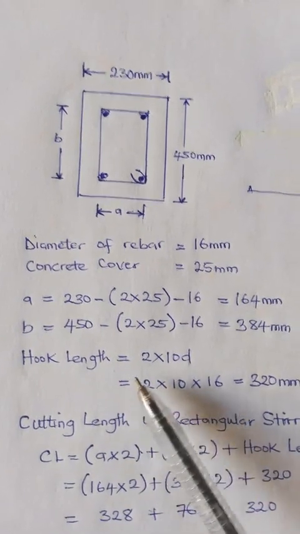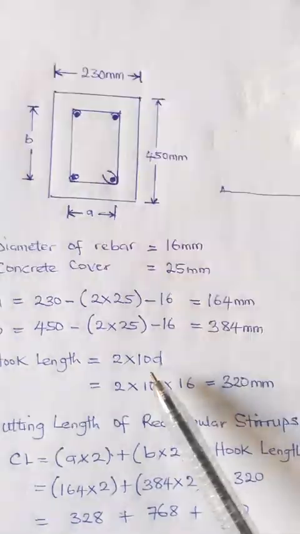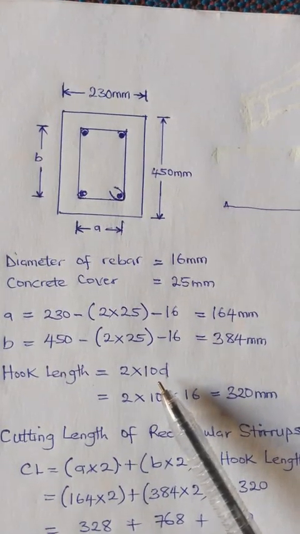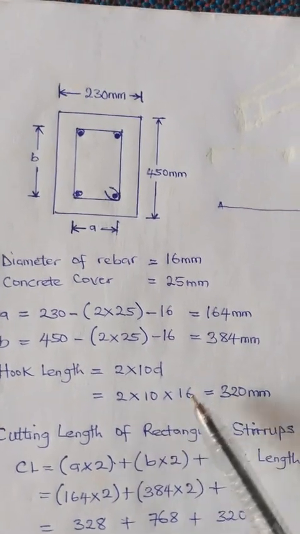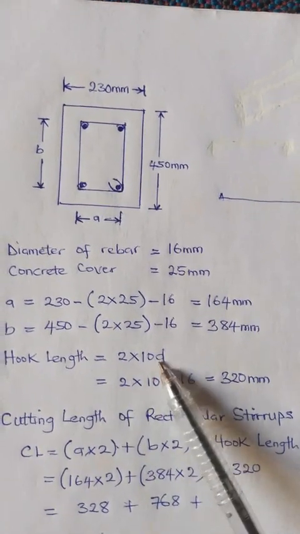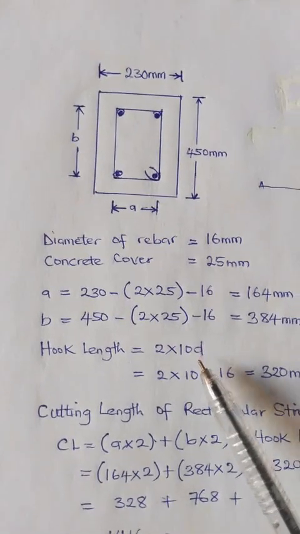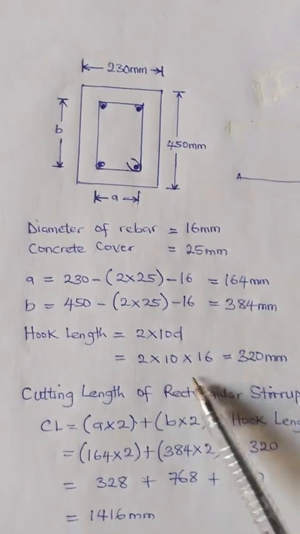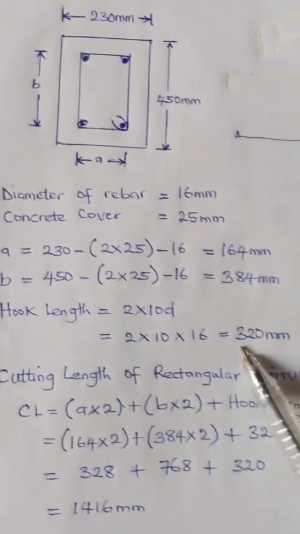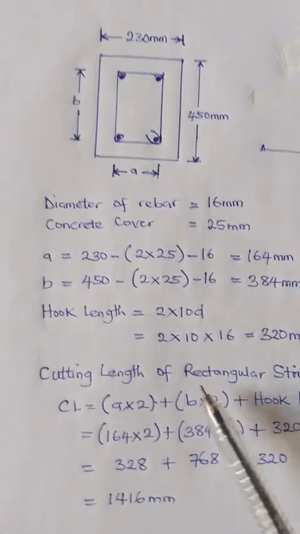Then you calculate the hook length. The hook length here is 2 times 10D, where D is the diameter. So you have 2 times 10 times 16, which is 320 millimeter.